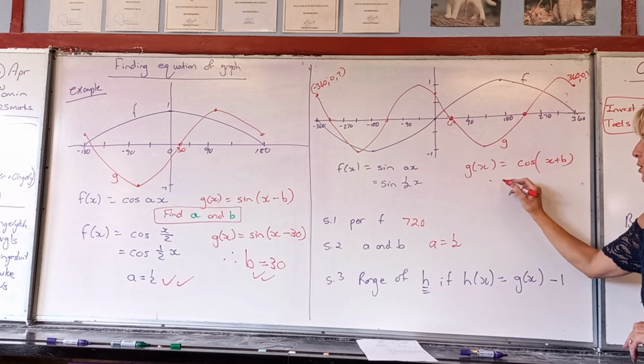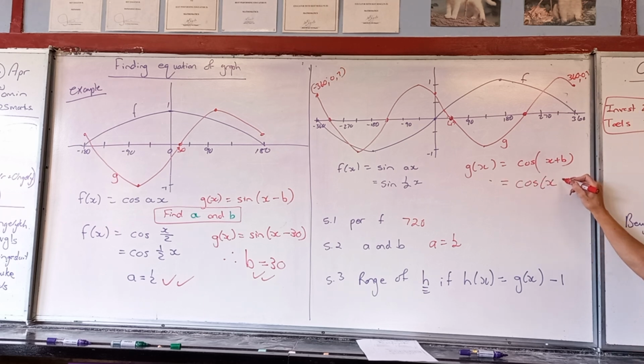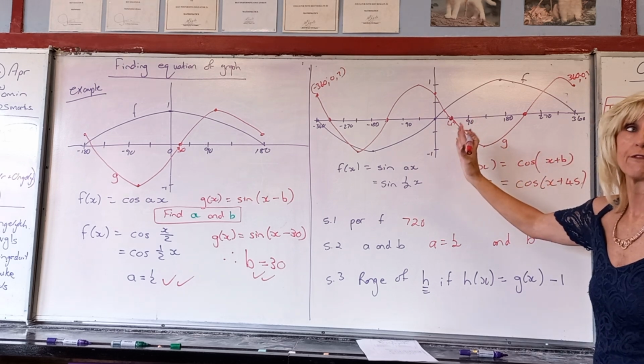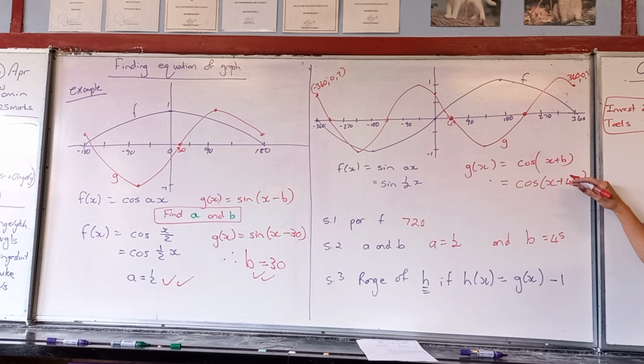What should have been the equation? X plus 45. Because it goes left, then the equation must be plus. Getting your brain around this. And then what is the answer then for B? 45 as is. There's the equation. I'm asking for B. What happened to B? B is 45. But if I ask you for the transformation, what happened to the cos graph? It went 45 to the left. But in the equation, you write plus. And if I ask you for this answer, you'll say 45.